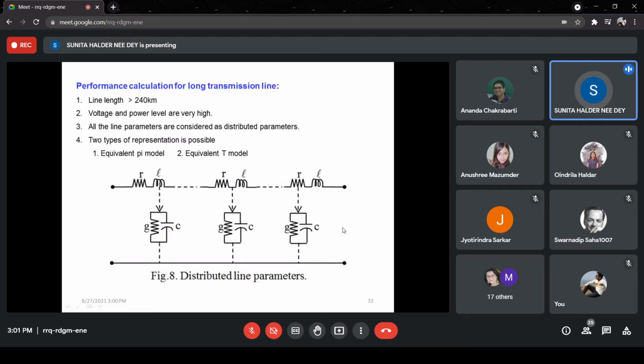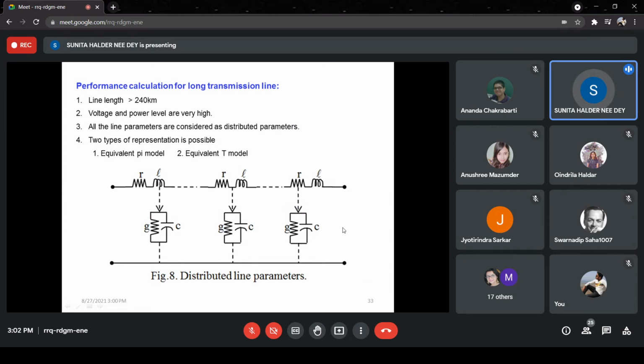Now the next, you must interrupt me if you do not understand. This is the performance calculation of a long transmission line. A long transmission line is comparatively difficult as compared to short or medium transmission lines, because here the line length is greater than 240 kilometers, and voltage and power levels are high.